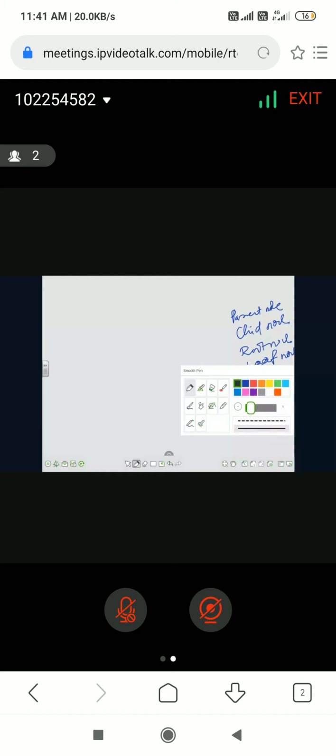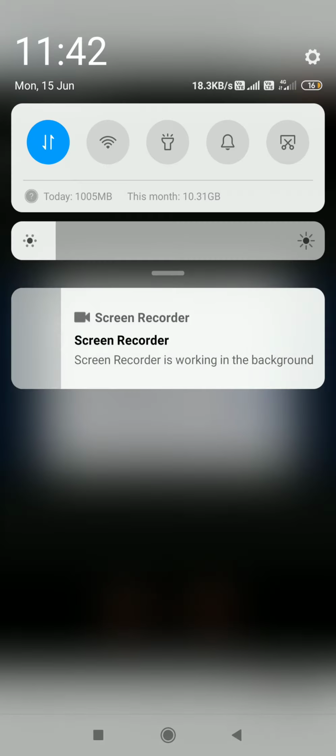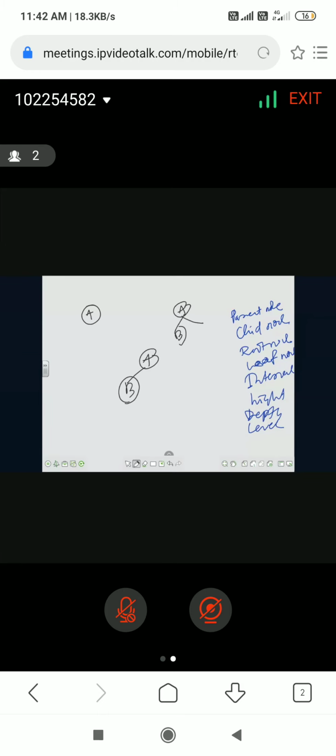Then we see next. Here is a tree. This is a tree having no left child, no right child. A tree having no child. Here is a tree having only one child. A is a parent node having only one child. Here is a tree having two children, B and C.